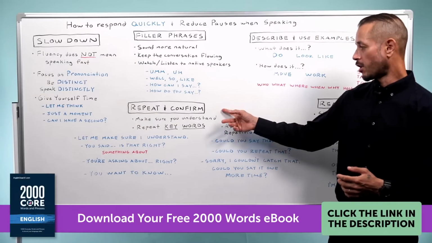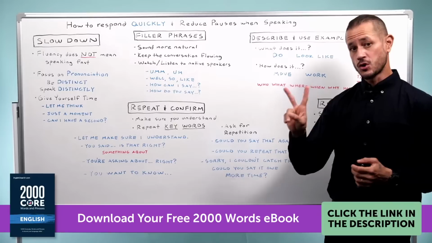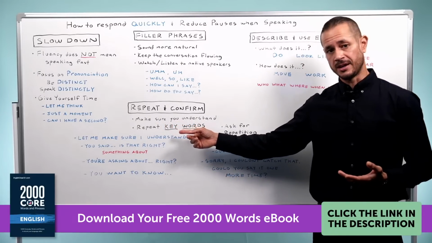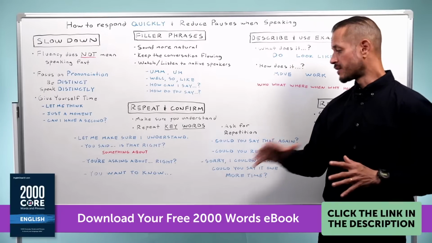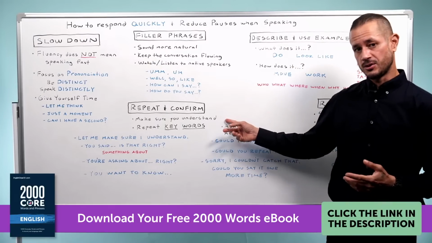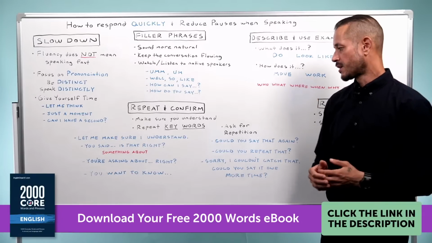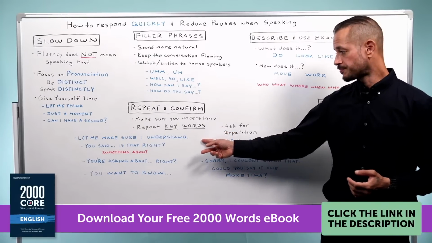So, our next tip is repeat and confirm. This serves two purposes. Number one, just make sure that you understand. Maybe you did catch everything, or maybe you're not 100% sure. This is an easy and effective way to confirm that. Make sure that you understood what you heard. One easy way to do this is to repeat key words.